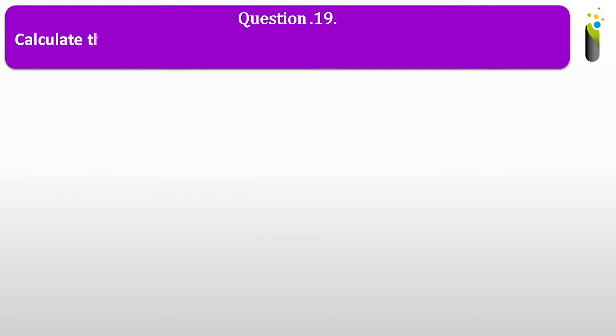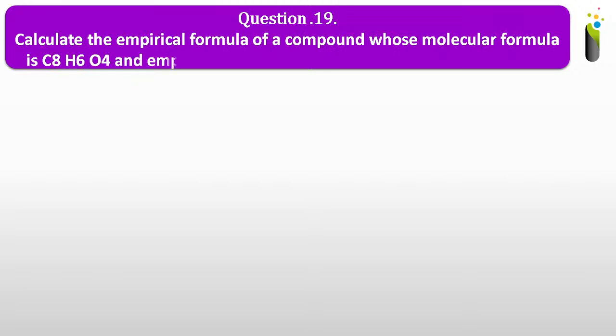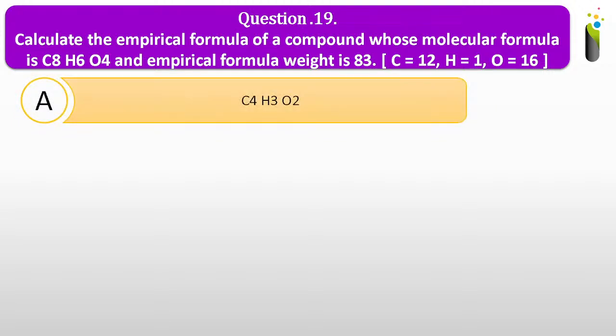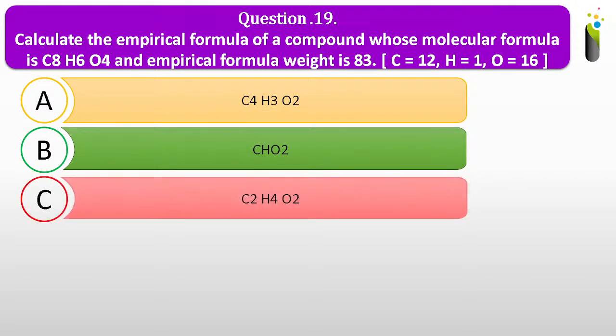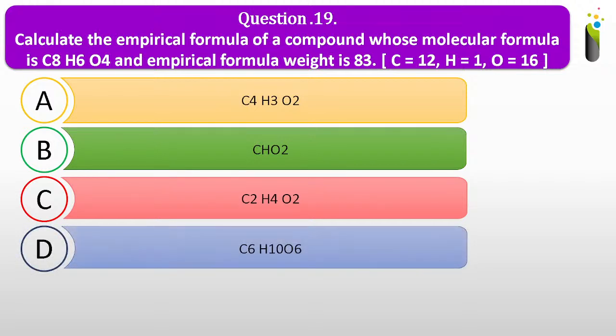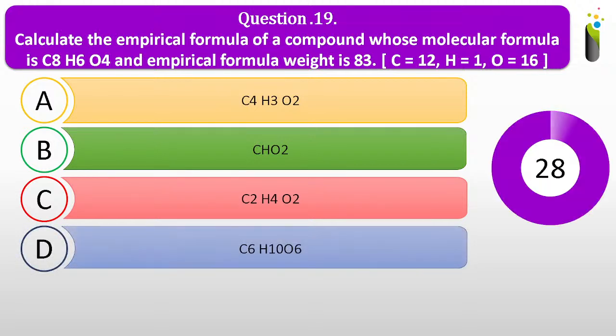Question number 19. Calculate the empirical formula of a compound whose molecular formula is C8H6O4 and empirical formula weight is 83, where carbon is 12, hydrogen is 1, and oxygen is 16. And your options are A. C4H3O2, B. CHO2, C. C2H4O2, D. C6H10O6.